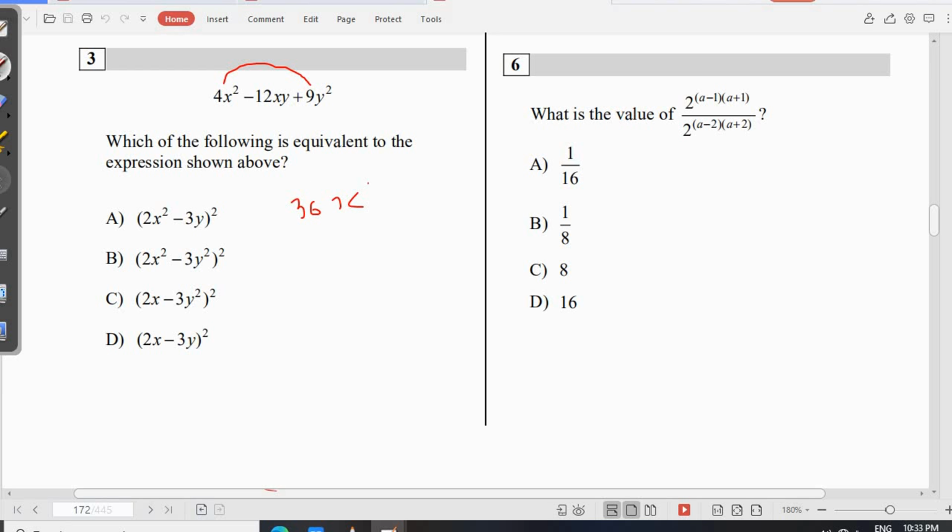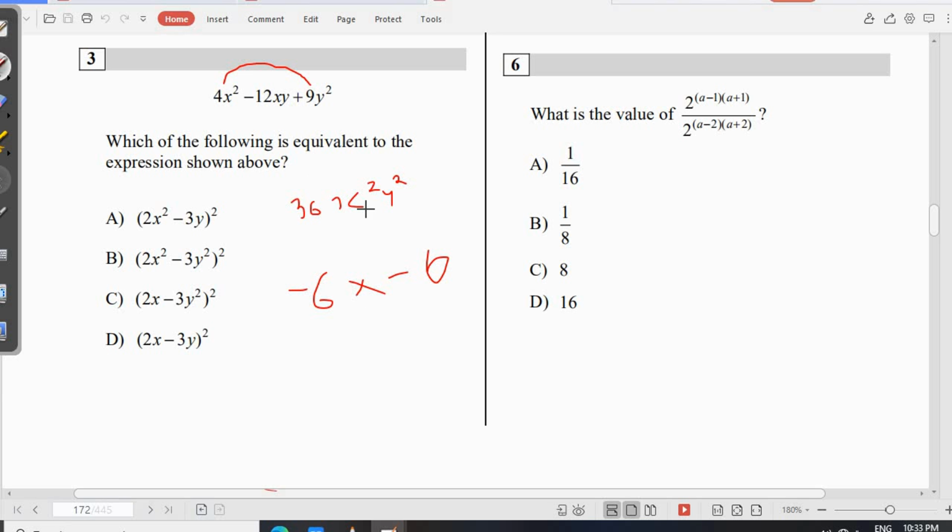36x squared y squared. Now you ask yourself, what are the two numbers that when I multiply, it will give me 36, or when I add it up, it will give me 12? Everybody knows those two numbers are 6 and 6. Like if I multiply 6 times 6, I'll be getting 36. That's like minus 6 times minus 6. Okay, you'll be getting 36. And if you are doing minus 6 plus minus 6, you're getting minus 12.